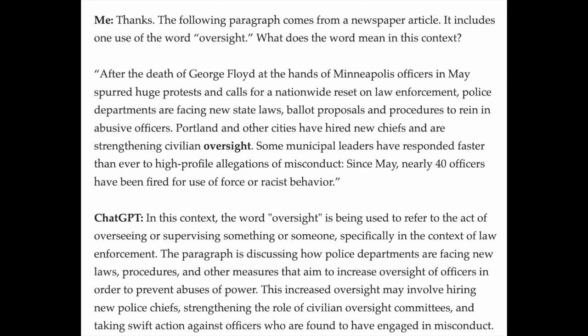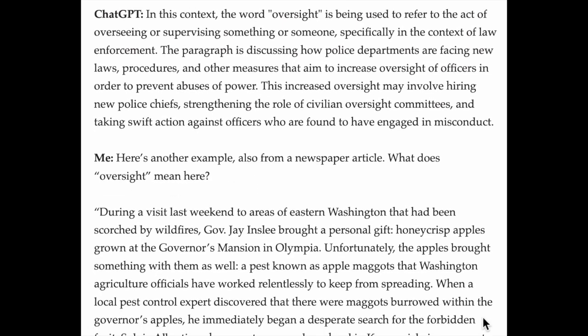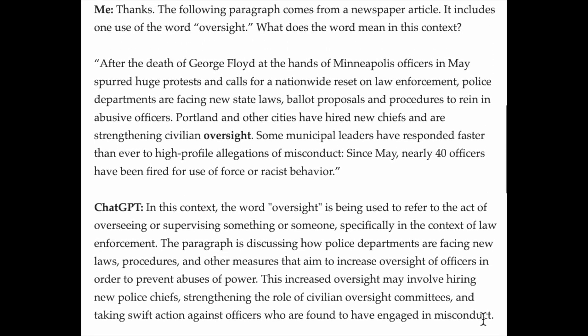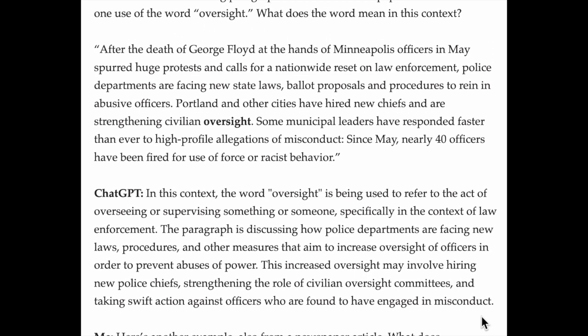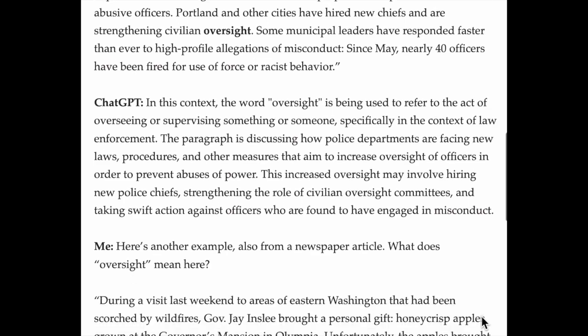Okay, so then I ask about the case in a particular newspaper article. So here's a sentence from the New York Times a couple of years ago, that on line five has "strengthening civilian oversight." What does the word mean in this context? And it gives us an explanation. In this context, the word oversight is being used to refer to the act of overseeing or supervising something, especially in the context of law enforcement. And then it gives an explanation, which is mostly a paraphrase of the rest of the paragraph, but it does have some new information added that I think is a reasonable extension, a reasonable interpretation. So it's quite a good explanation of what that word means in this case.